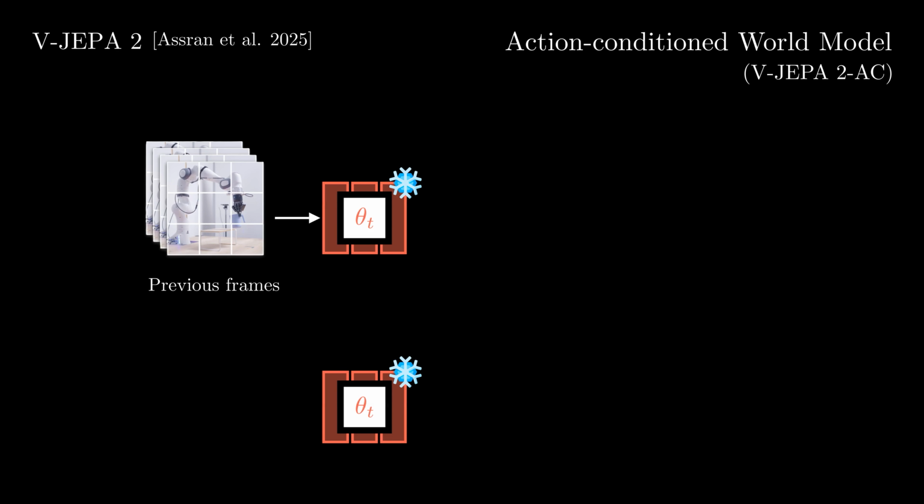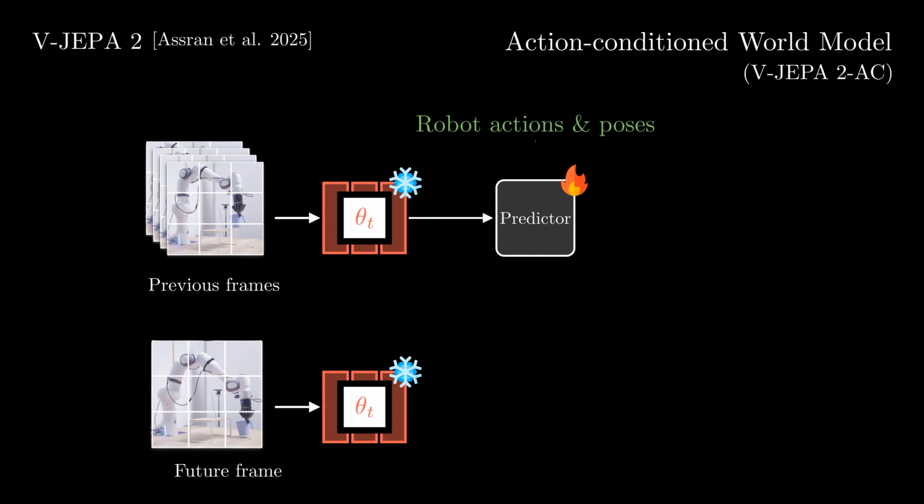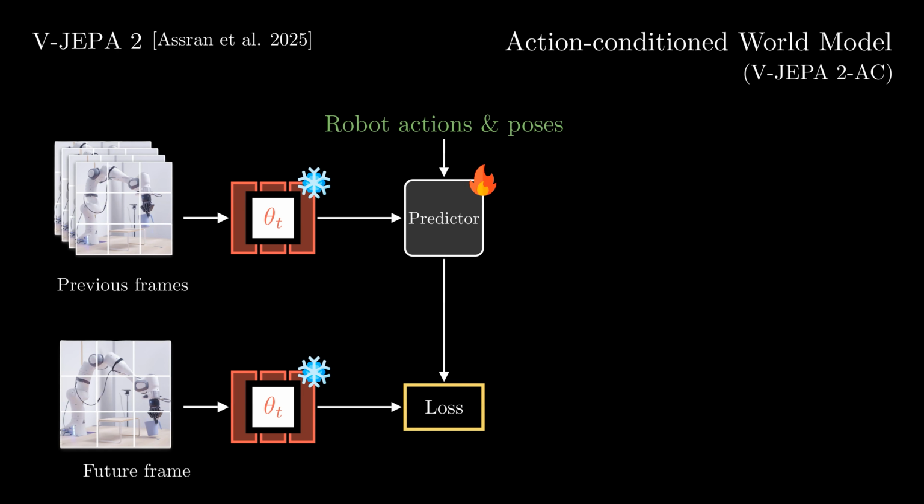We first encode the embedding from previous frames. We then train a predictor conditioned on robot actions and poses to predict the resulting future embedding. This gives us a powerful tool to predict how the world will change. A world model asks, if the agent is here and does this, what happens next? After post-training V-JEPA 2AC with less than 62 hours of unlabeled robot videos from the Droid dataset, it can support robotic planning tasks in the physical world.